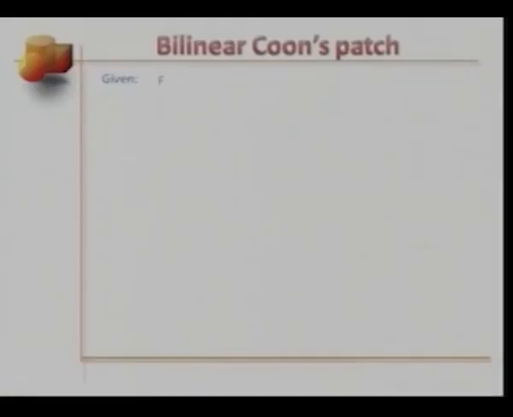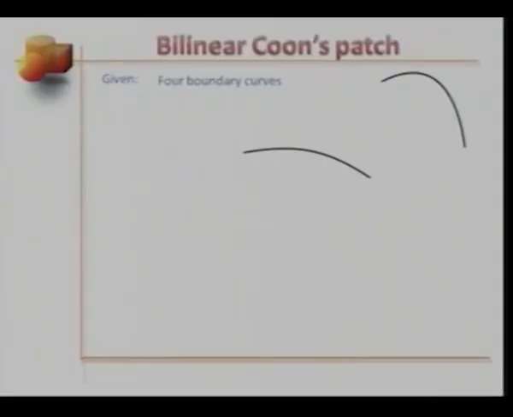The next model, bilinear Kuhn's patch. Given 4 boundary curves. In all the previous models, we had considered 2 boundary curves, and in the lofted patch, we had also considered cross boundary tangents at those 2 curves. But here, we work with 4 boundary curves. Of those, this is the first one, this is the second one.